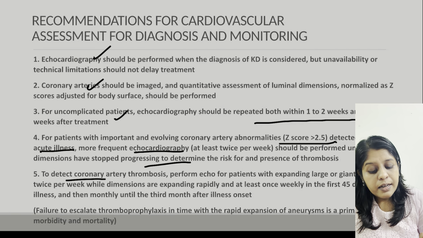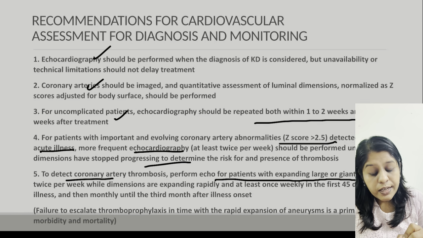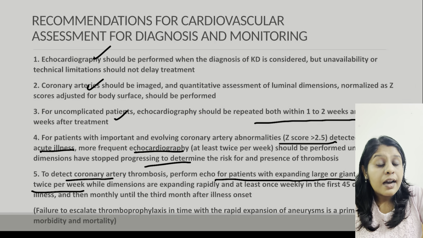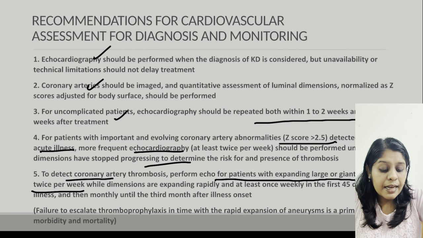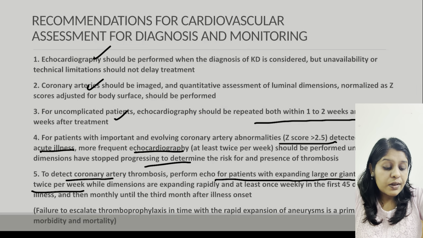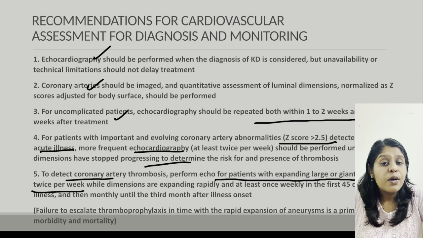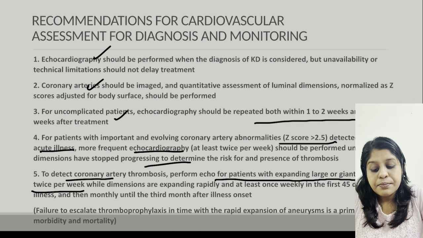To detect coronary artery abnormality, perform echo in expanding large and giant aneurysm twice per week. So if you find an aneurysm which is large, you have to do it even more frequently. Failure to escalate thromboprophylaxis in time with rapid expansion of aneurysm is a primary cause of morbidity and mortality.